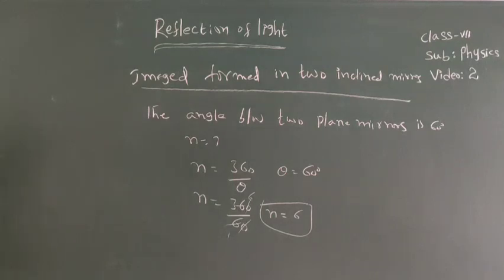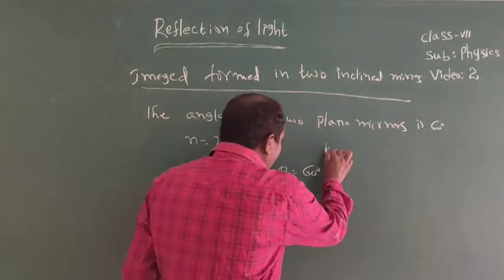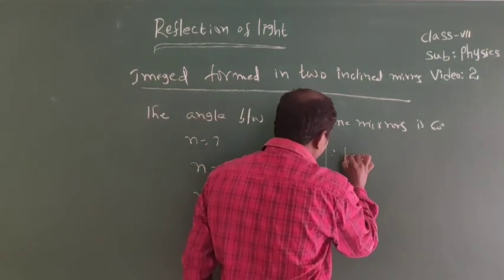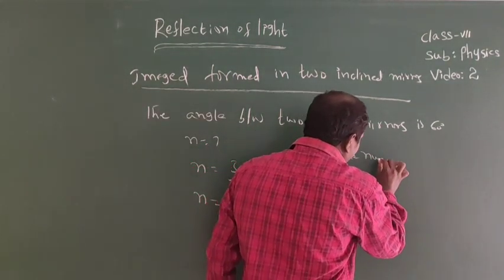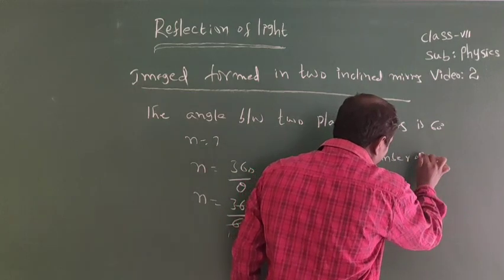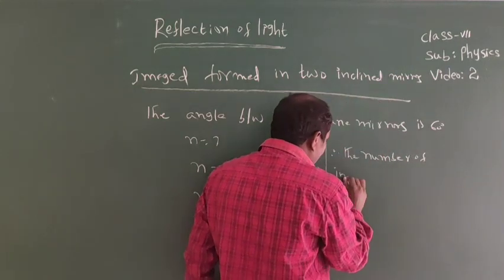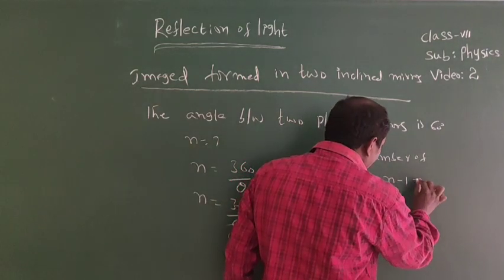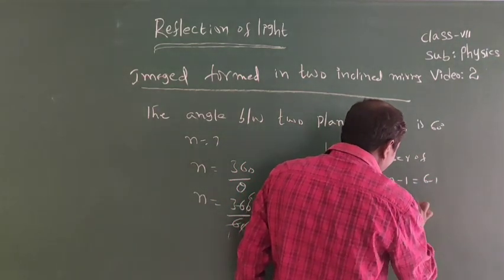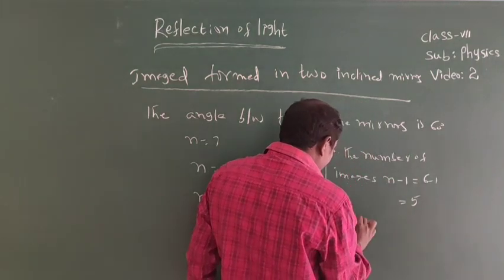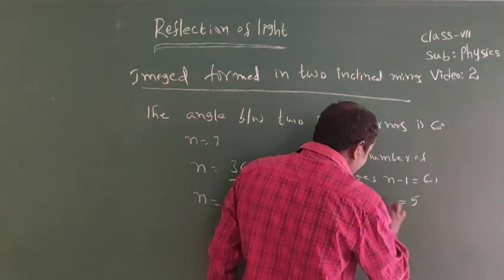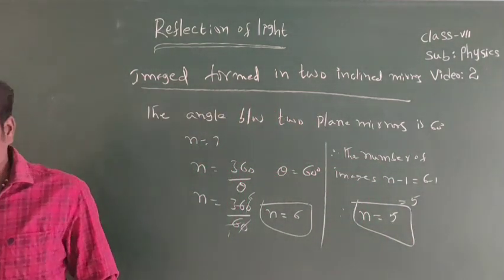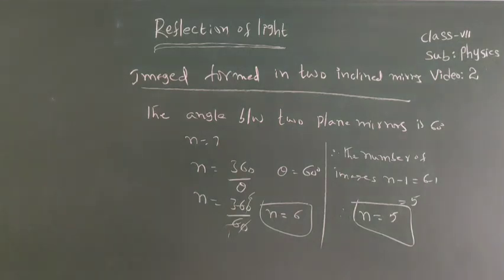Therefore the number of images equals n minus 1, that is 6 minus 1, which is 5. Therefore the number of images equals 5.